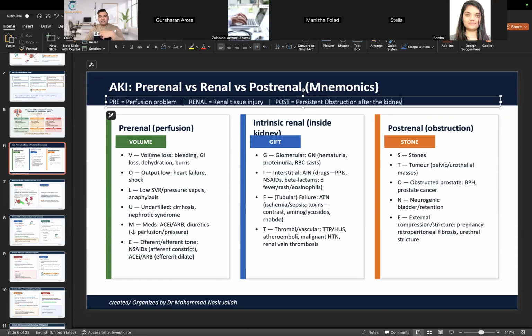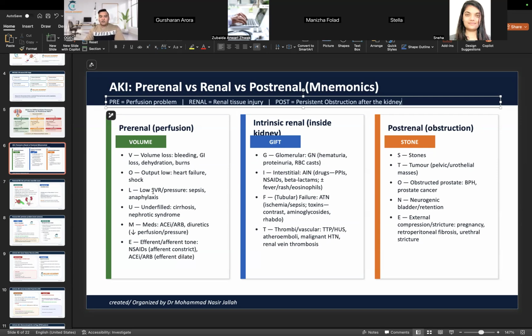V stands for volume loss, whether it is bleeding, GI loss like diarrhea or vomiting, dehydration, or burns, whatever leads to volume loss. Okay. Now, what does O stand for? O is for output low. Anything that decreases the cardiac output, for example, heart failure or shock.